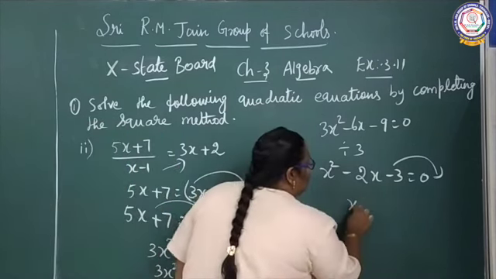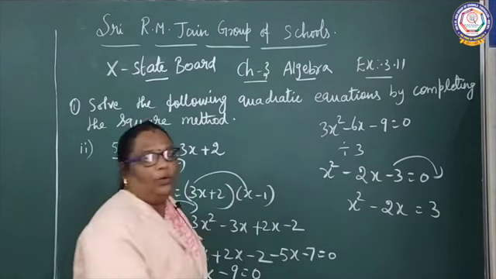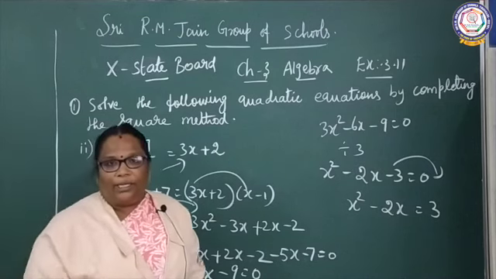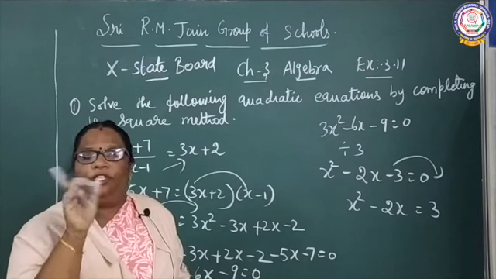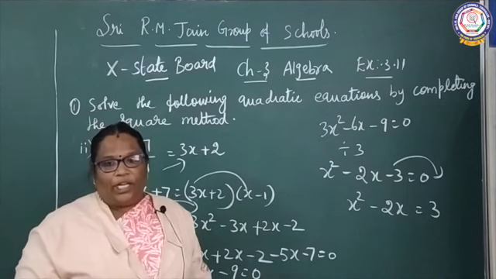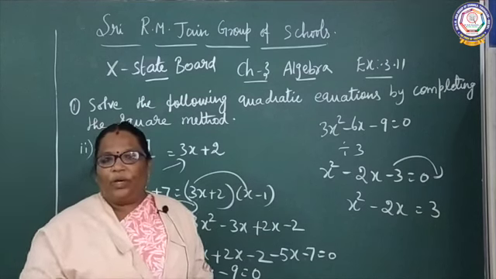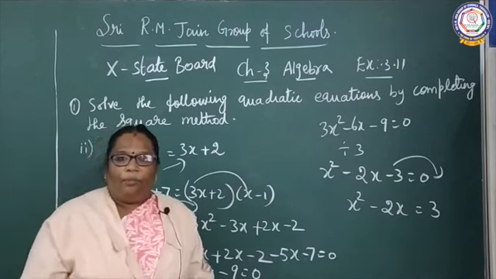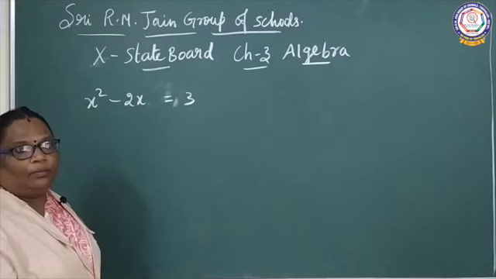What is the value you are getting? x square minus 2x equal to 3. Okay. Next, what is the next step by completing the square? You can see the constant, you can see the coefficient of x. What is the coefficient of x here? 2. You don't take the sign, because if it is square it has already become plus. You take the coefficient of x alone.